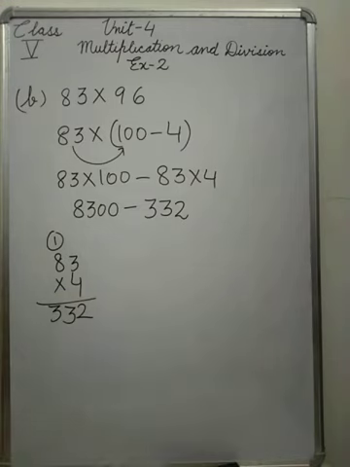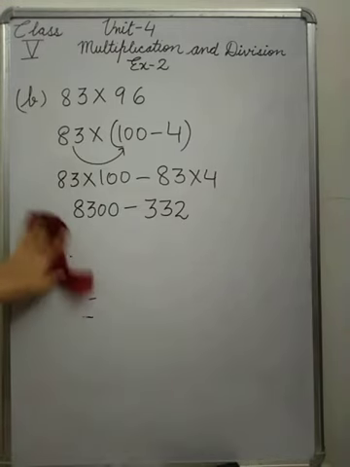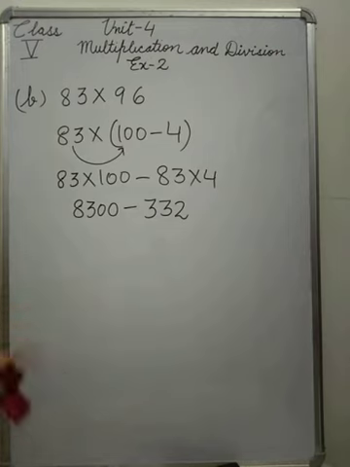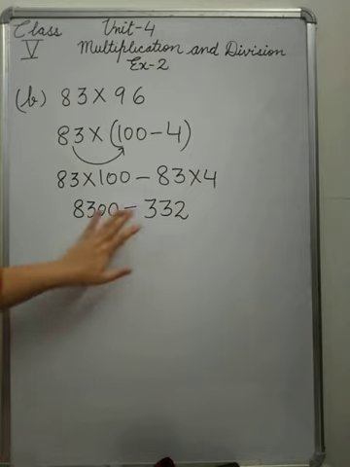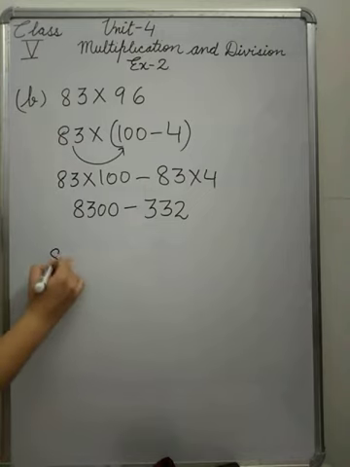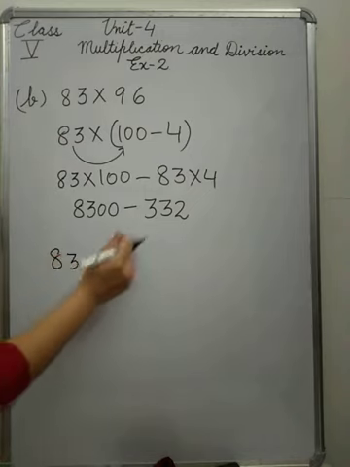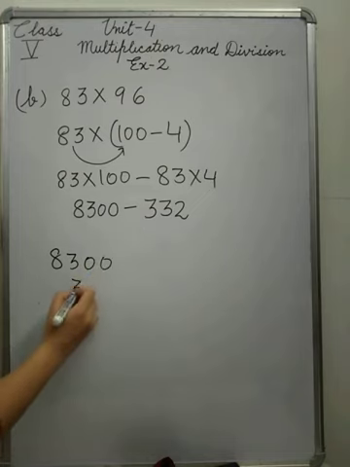So now here we have done only one multiplication. All we are doing is just this. Now see, 8300 minus 332. That you can do.